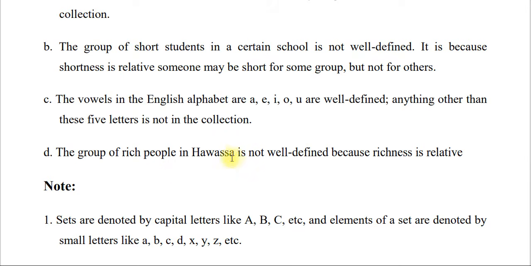The group of rich people in Hawassa is not well defined because richness is relative. Like that of shortness, richness is also relative. ስለዚህ አሁን እዚህ ጋር በሐዋሳ የሚኖሩ ሀብታም ሰዎች ስብስብ ይላል። ሀብታምነት እዚህም ሪላቲቭ ነው፣ አንጻራዊ ነው። ለምሳሌ ሰንበዲ ለአንዱ ሀብታም መስሎ ሊታየው ይችላል፣ ለሌላኛው ደግሞ መካከለኛ ወይም ድሃ ሆኖ ልናገኘው እንችላለን ማለት ነው። ስለዚህ ሪችነስ ወይም ሀብታምነት አንጻራዊ ስለሆነ ዌል ዲፋይንድ አይደለም ማለት ነው። ስለዚህ D is not a set.